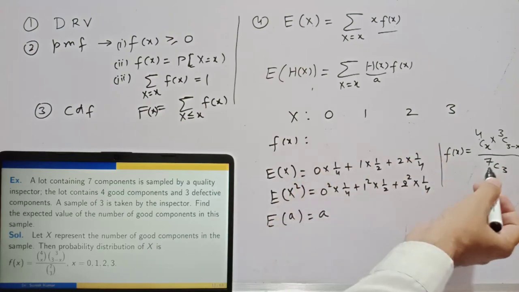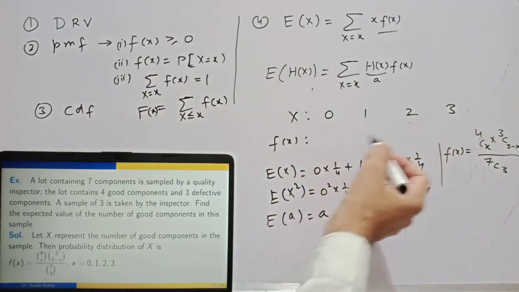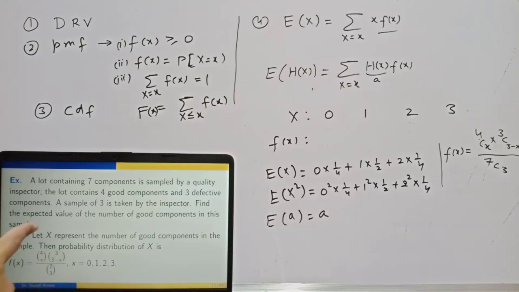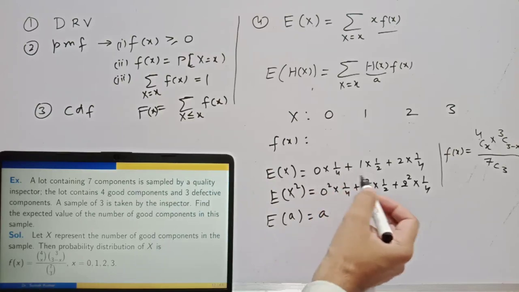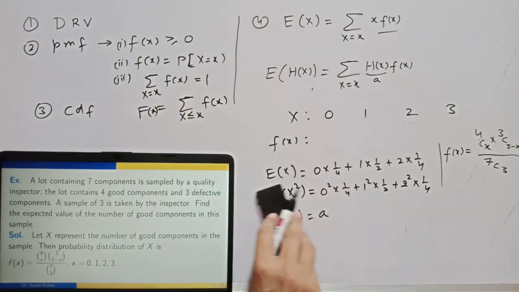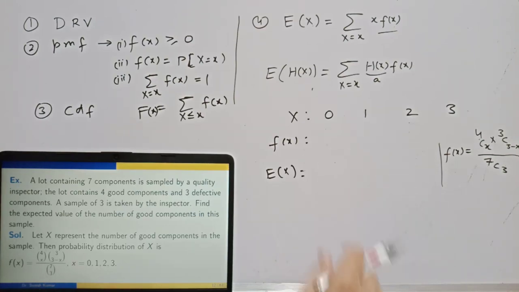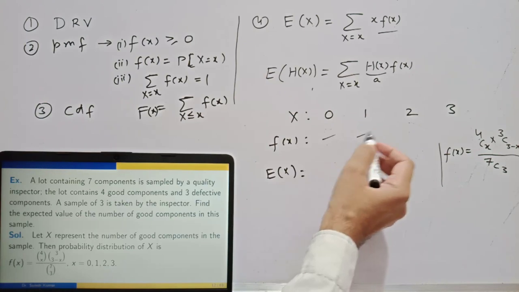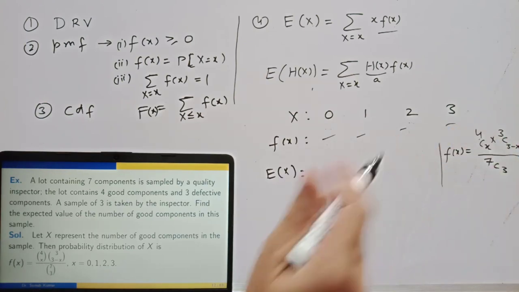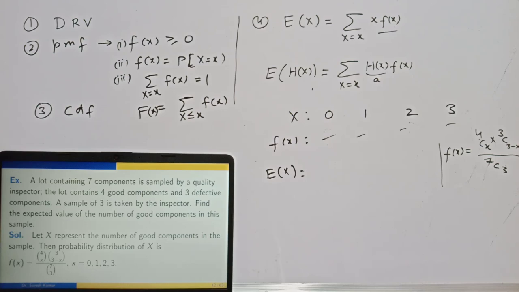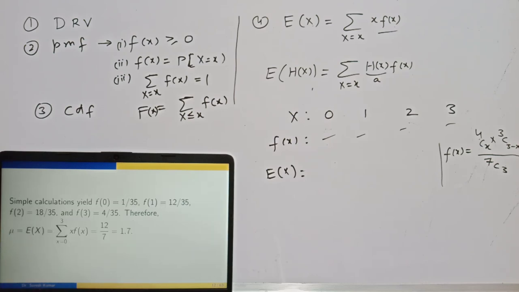You can calculate where x equals 0, 1, 2, and 3. After finding these values, what is required here? The expected value of the number of good components. It means you need E(x). But of course, this calculation will change. So you can calculate E(x). How? Multiply these x values with their corresponding probabilities that you will find using this formula. So it is a matter of calculation. You can do it yourself. You can check the answer here. It's 1.7. Different values after calculation are written here.